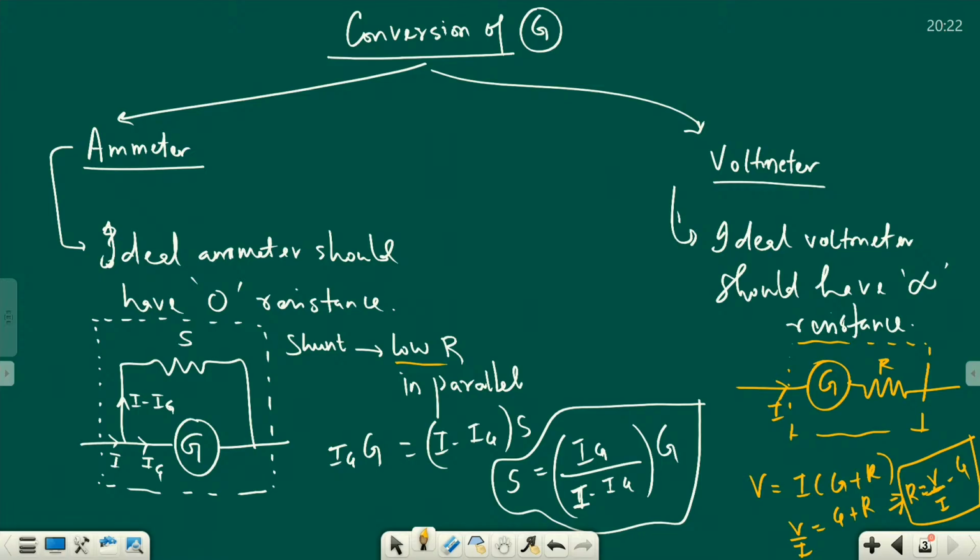Solve both these questions. Both I will solve on the board now. All of you give a try to this question also. After a couple of minutes, I will solve both the questions on the board. Please try.